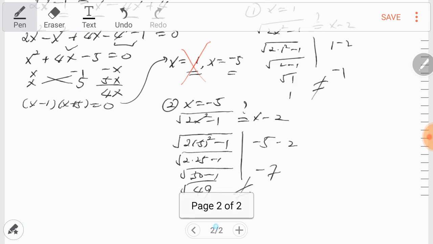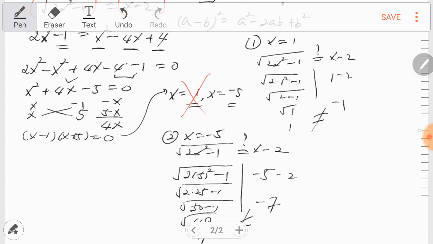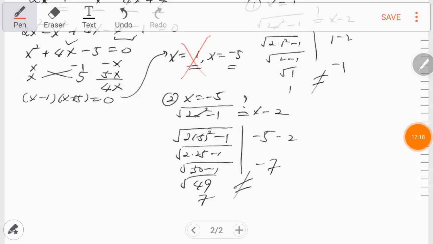So this one does not satisfy the equation. Let me double check if this is correct. Okay, so 7 and negative 7 are not equal, so negative 5 is also not a solution. So there is no solution.